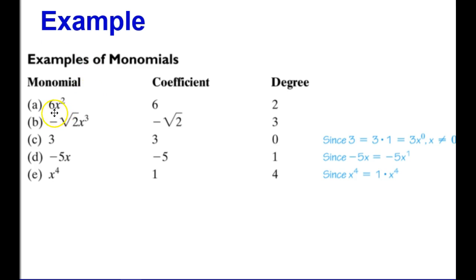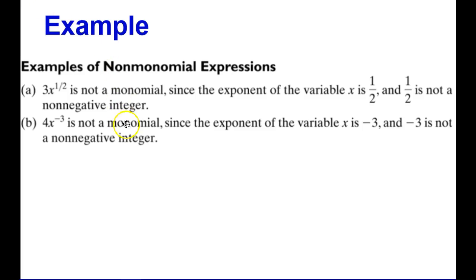So my monomial would be 6x squared. The coefficient is always the number with that, and then the degree is going to be that exponent. Okay, so I can see a lot of these things. So 3, you'll notice, is actually still a monomial with a coefficient of 3. My degree is 0 because anything to the 0 is 1. So I can still say that this is 3x to the 0 because that will still give me 3. Okay. So just looking at these couple things.